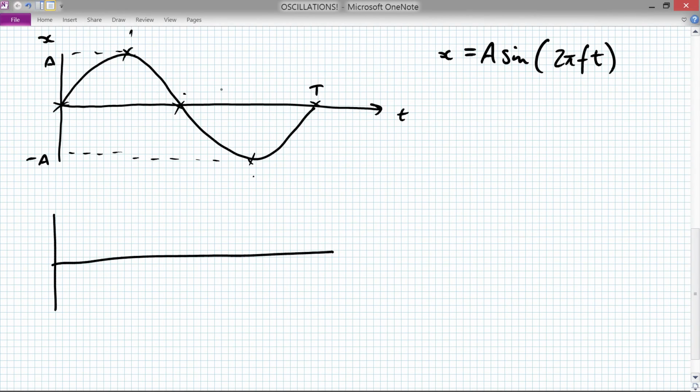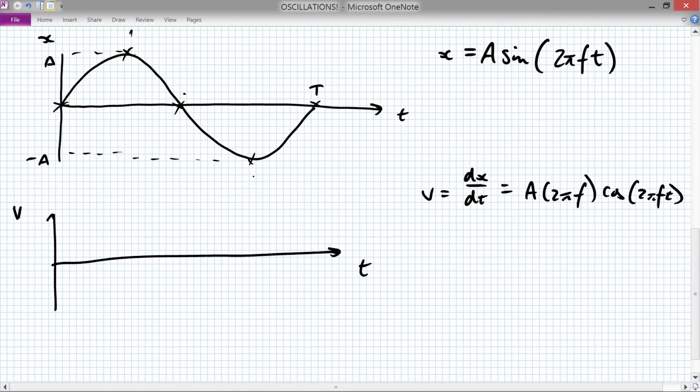So let's look at velocity first. So v on this axis, t on this axis. Mathematicians, you could, if you like, say that v is the time derivative of x, and that will give you 2 pi f cos 2 pi f t, and I'll let you go prove that. What we're interested in is, obviously that's going to look like this, but physically, why does it look like this? So you can see this is out of phase by 90 degrees.